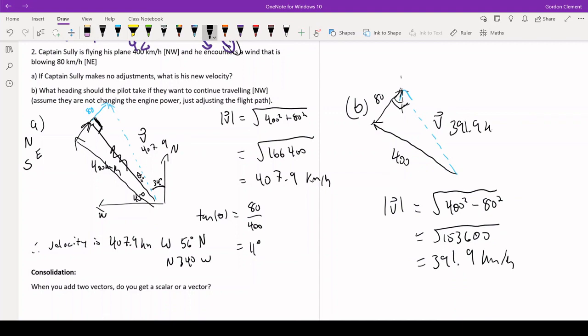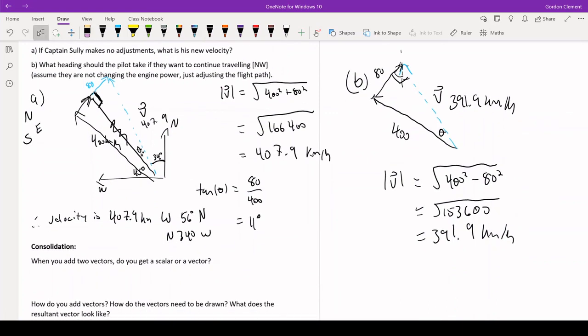I don't even think it asked for that, but I found it anyway. What heading should they take to continue? So we need to actually just figure out this angle. We didn't need that speed at all. Now 400 is the hypotenuse, 80 is the opposite, so sine of theta equals 80 over 400, which means theta is the inverse sine of that. So the inverse sine of 0.2, I believe that was. And I get 11.5. If I'm rounding off to whole degrees, I guess I'll call it 12 degrees.